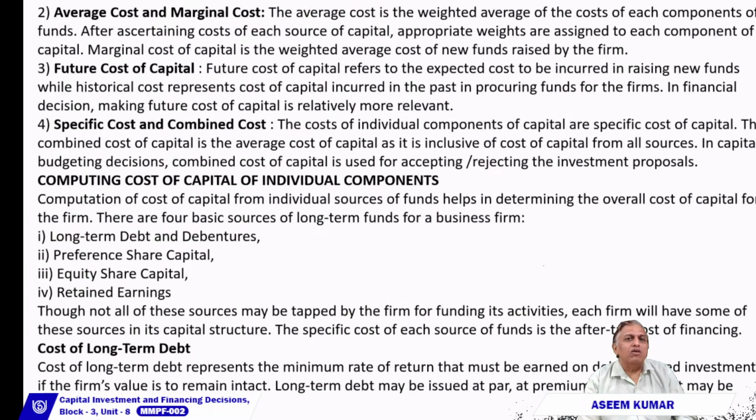Average cost and marginal cost. The average cost is the weighted average of the cost of each component of funds. After ascertaining cost of each source of capital, appropriate weights are assigned to each component of capital, whereas the marginal cost of capital is the weighted average cost of new funds raised by the firm.